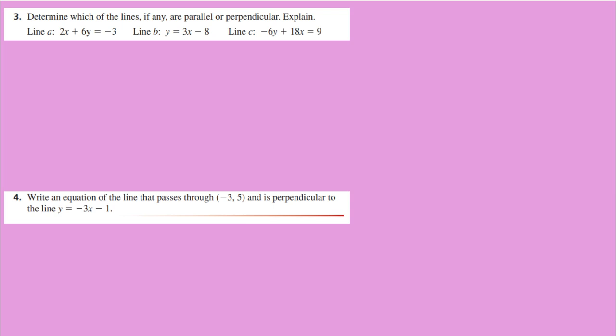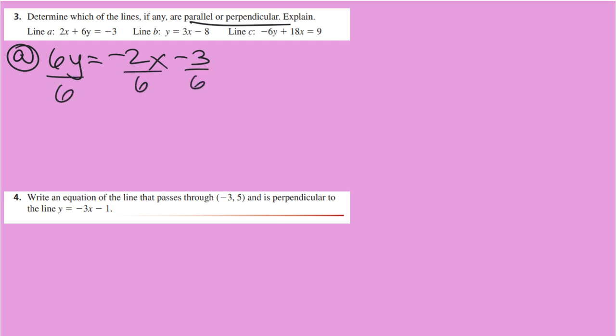Example 3, determine if the lines are parallel or perpendicular. So I'm going to first find my slope. In A, I have to rearrange everything because it's in standard format. If you rearrange it, I'm going to be left with 6y equals -2x, because I moved it to the other side, minus 3. I'm going to divide by 6. So I'm left with y equals -1/3 x minus 2. So my slope for line A is going to be -1/3.